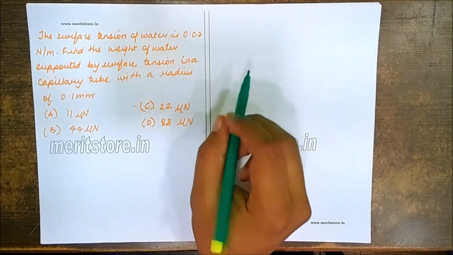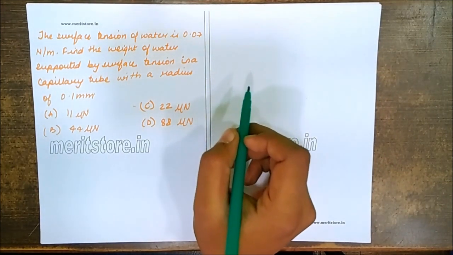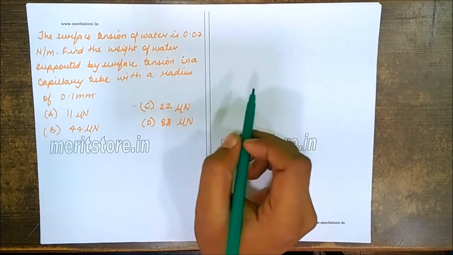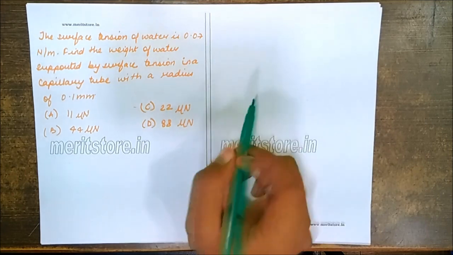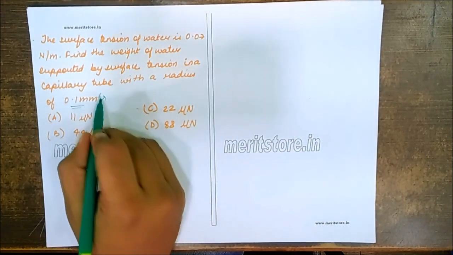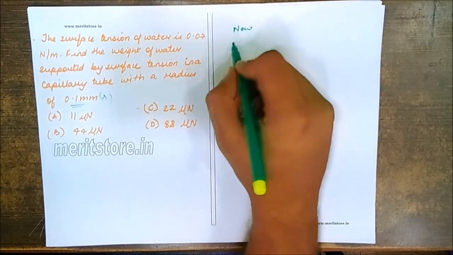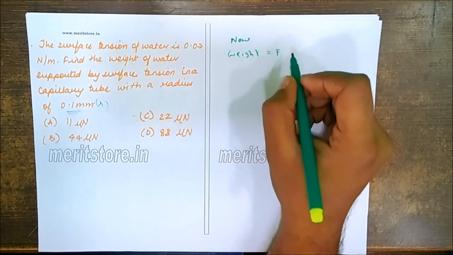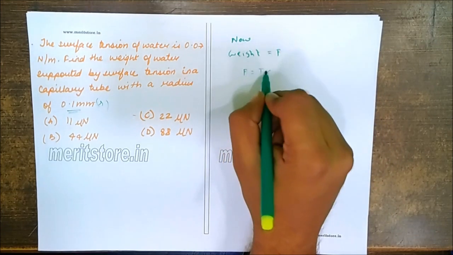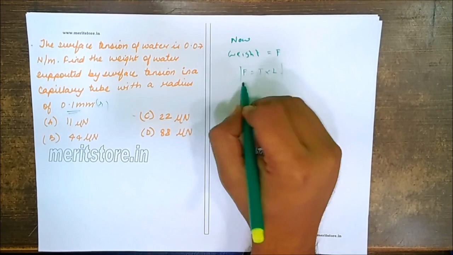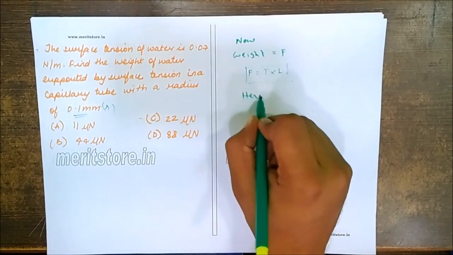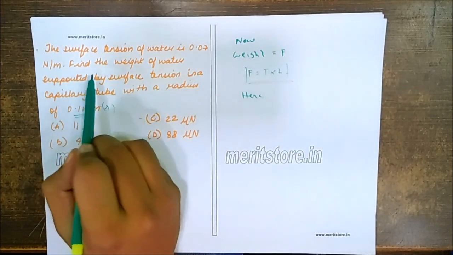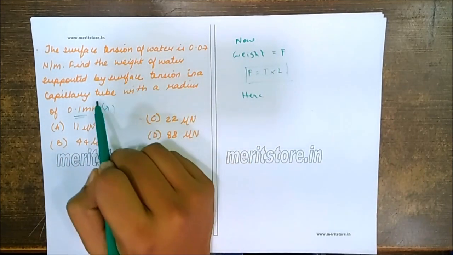The next question. The surface tension of water is 0.07 Newton per meter. Find the weight of water supported by the surface tension in a capillary tube with a radius of 0.1 meter. Now, weight is nothing but force, and force is equal to tension into length. Here, the surface tension of water is 0.07 Newton per meter. Find the weight of water supported by surface tension in a capillary tube.